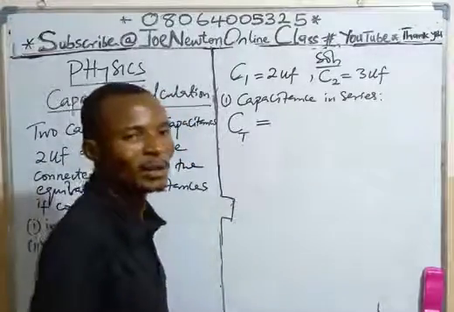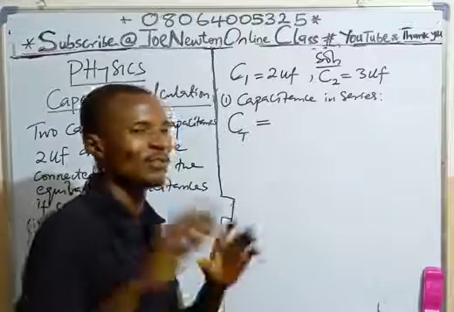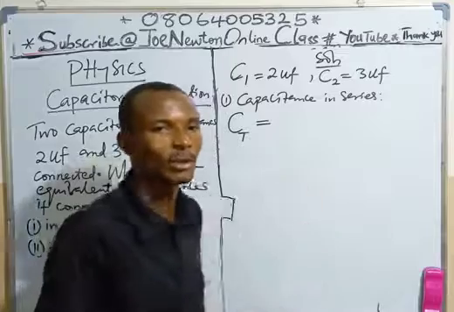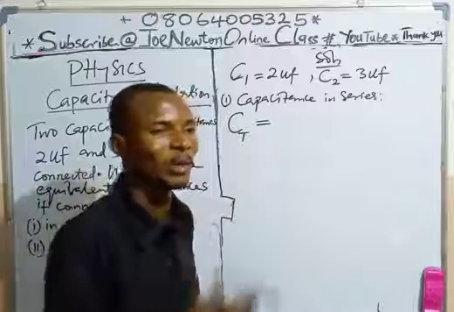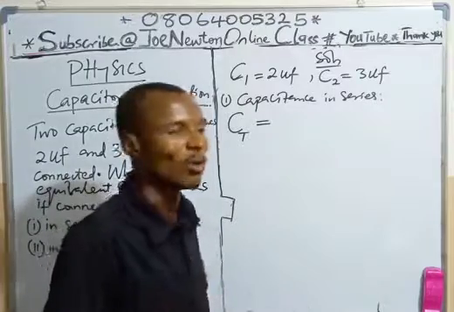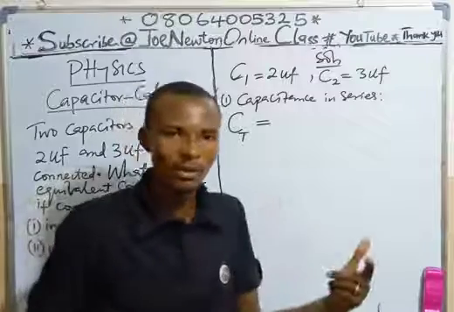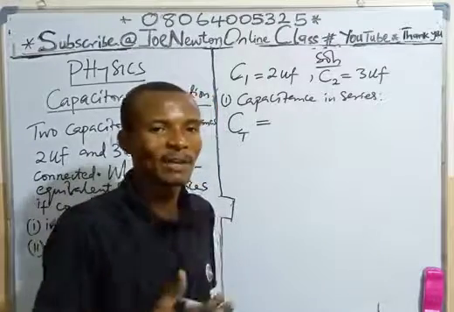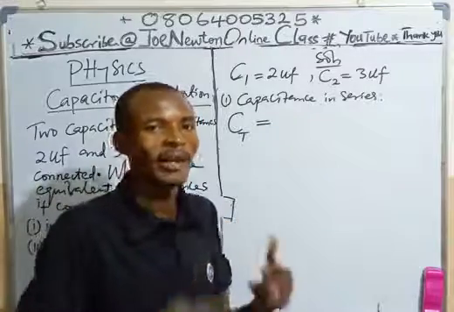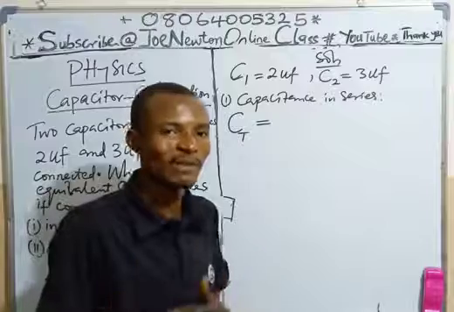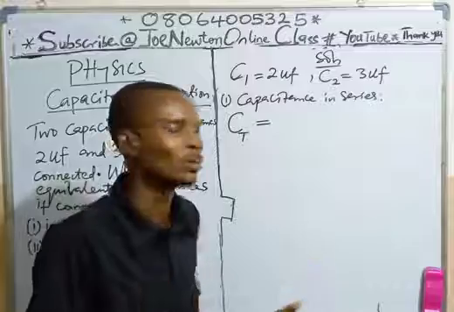a reciprocal, unlike that of resistors. Because for resistors, in series connection, we do simple algebraic addition. Then in parallel, we take the reciprocals. So in the case of capacitance, we take the opposite operation of that of resistors. So for capacitance, in series connection, we take the reciprocals for us to get the net or equivalent capacitance. But in parallel connection, we take the algebraic sum, that is addition.